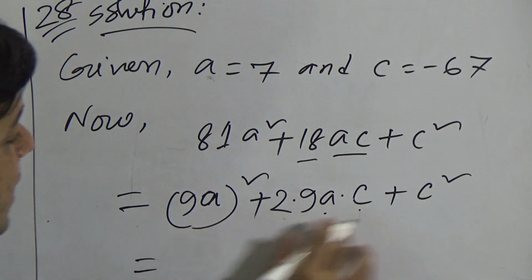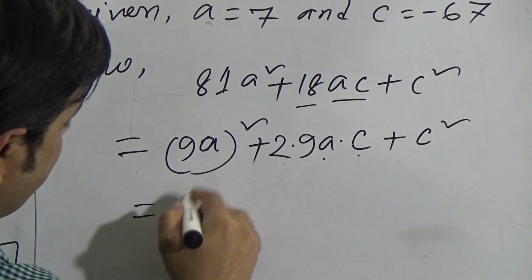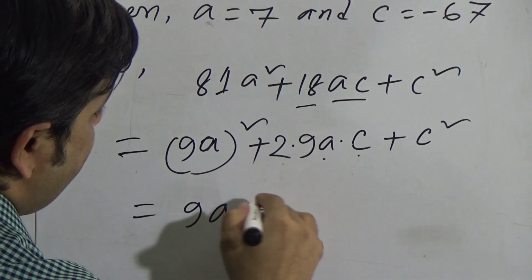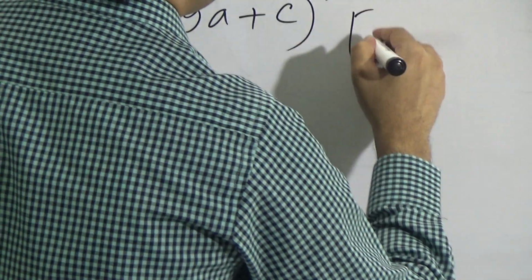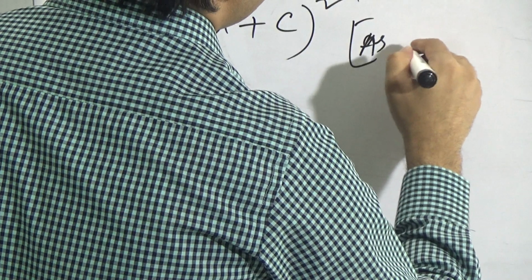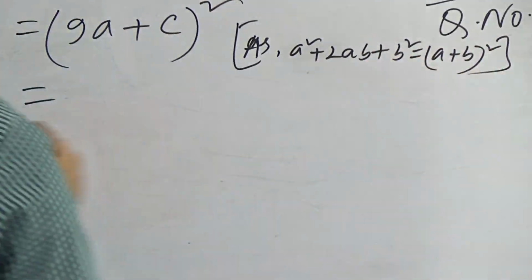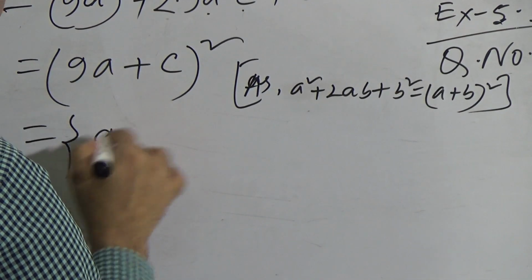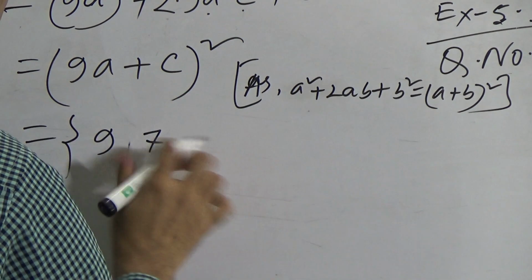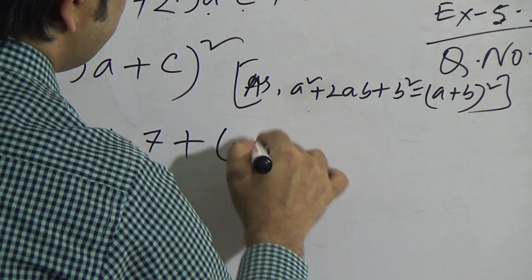So we can say this is the formula: a square plus 2ab plus b square, so it means we can write a plus b whole square. a square plus 2ab plus b square is equal to (a plus b) whole square. According to this formula we can write here, now we can put the value of a: 9 multiplied by 7, we can use a dot or multiplication sign, both, plus the value of c, which is minus 67.